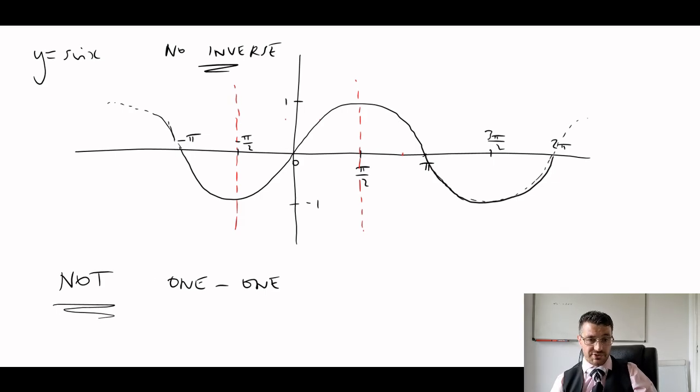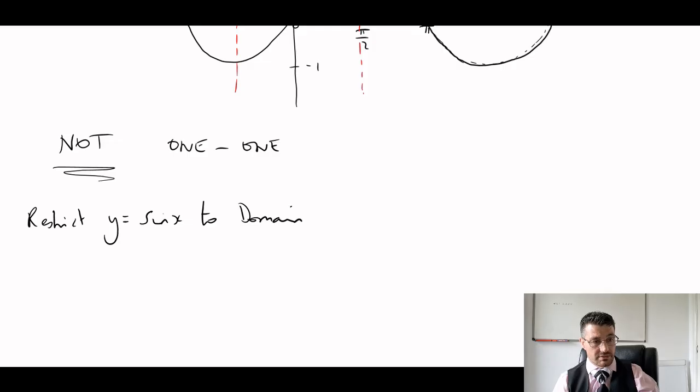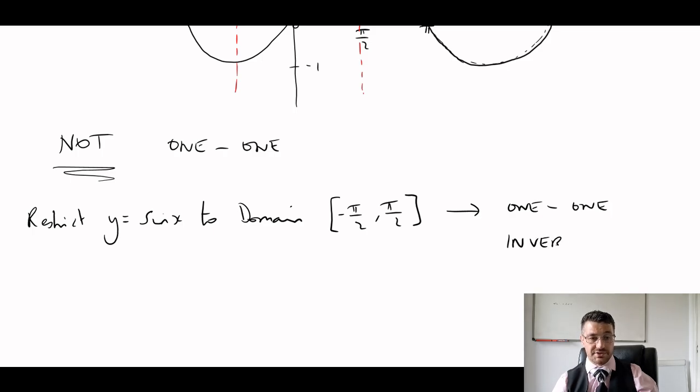So if I restrict y equals sine x to a domain minus pi by 2 to pi by 2, so that's the closed interval minus pi by 2 to pi by 2, then this is 1 to 1. And in this case, we have an inverse function.